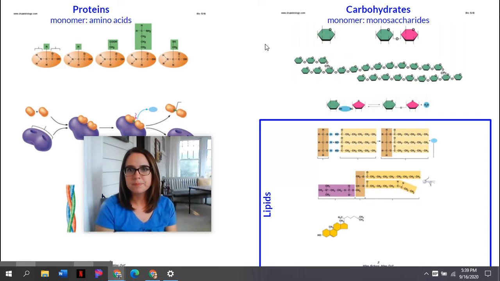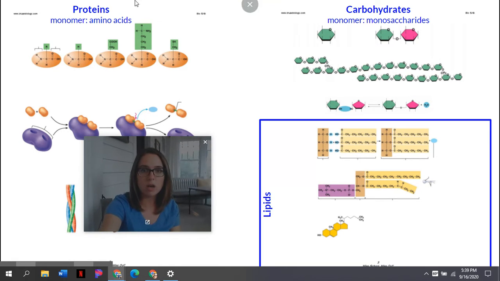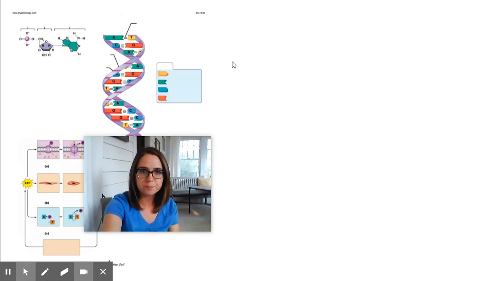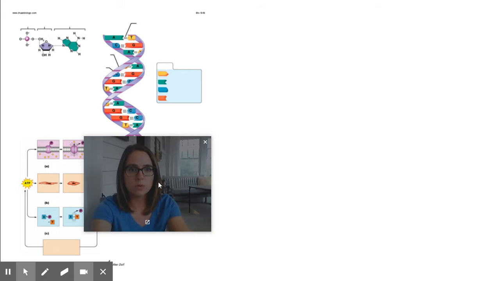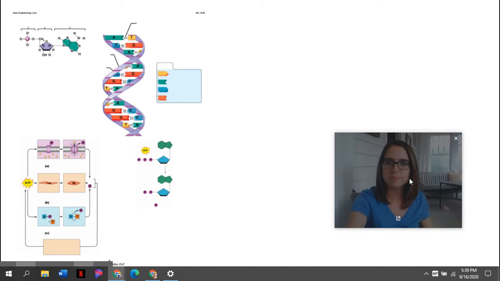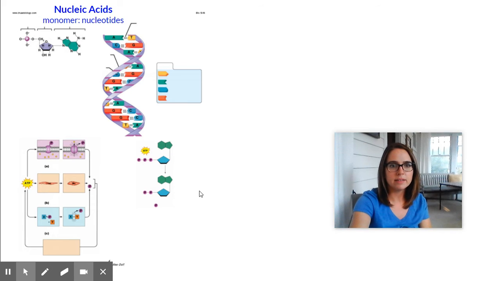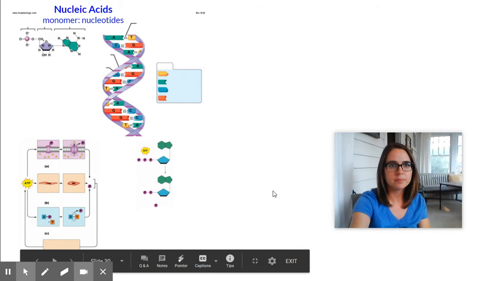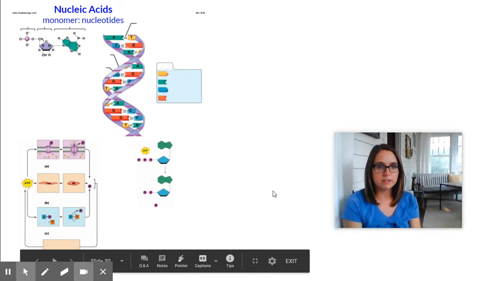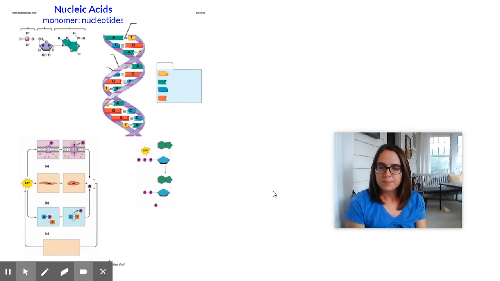So these are the 3 main things we're going to talk about today, but the next page, page 4, is going to be your nucleic acids. Go ahead and label that at the top of your page. Their monomer are the nucleotides. Now that we have them organized, go ahead and jump back to page 2.